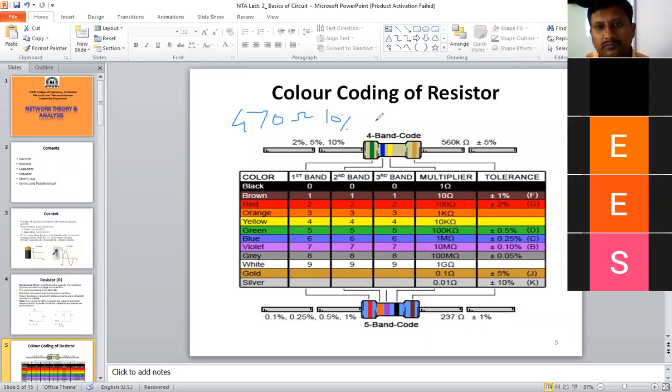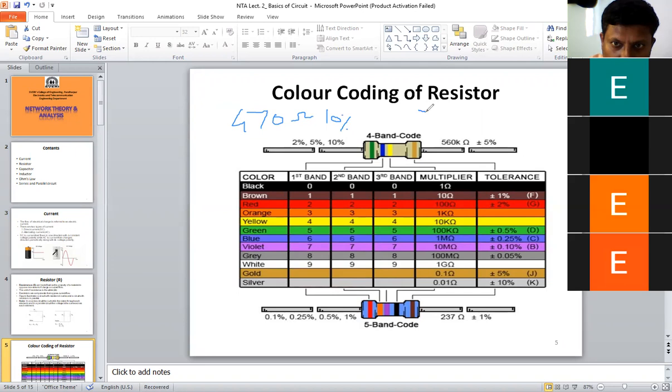Yellow one. The first color is what? 4 means what? Yellow. Yes, yellow. Next. Violet. Yes, very good. Yellow, violet. Next. Brown or black? Brown. Okay, so yellow, violet, and brown. Last one, tolerance. Silver. That is silver.